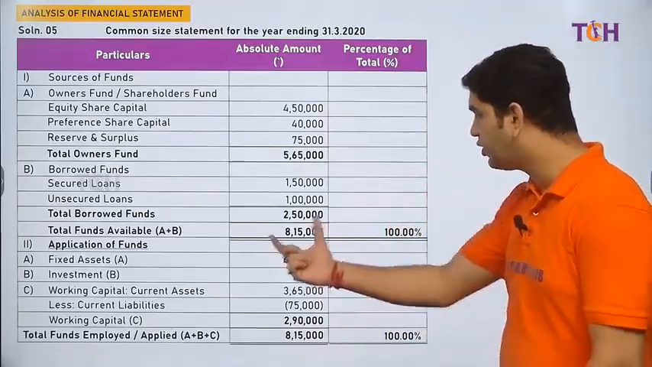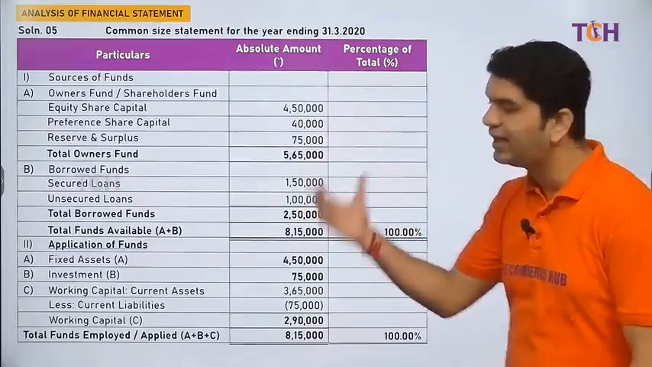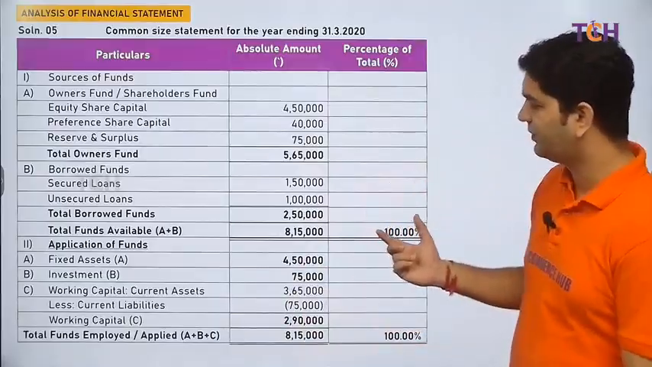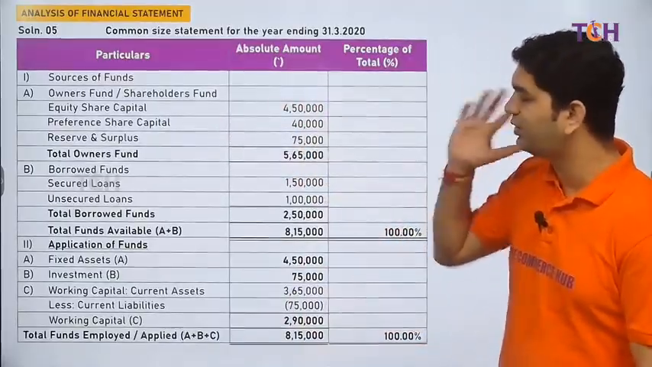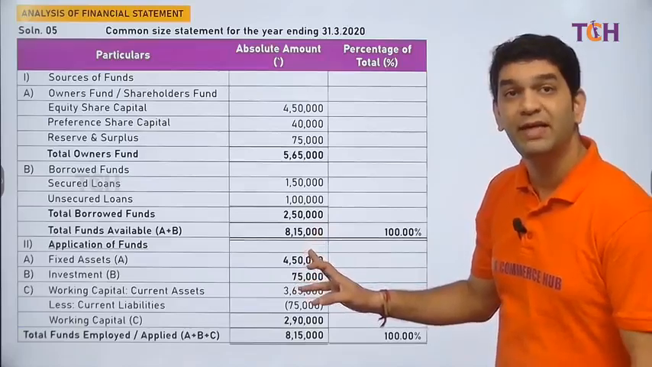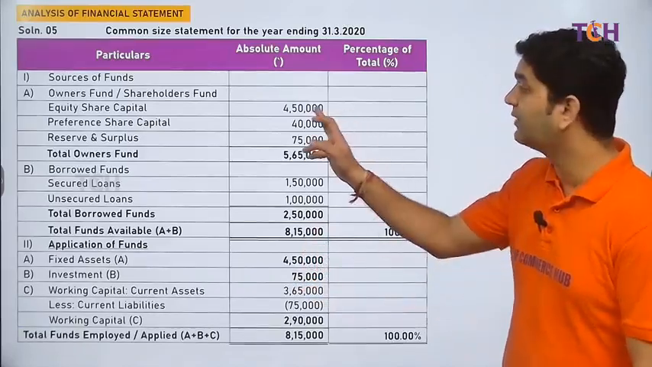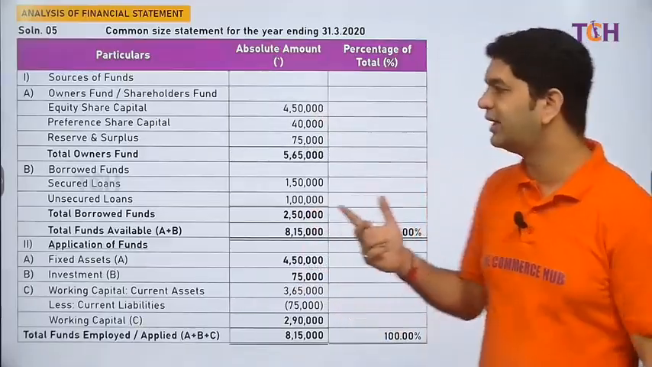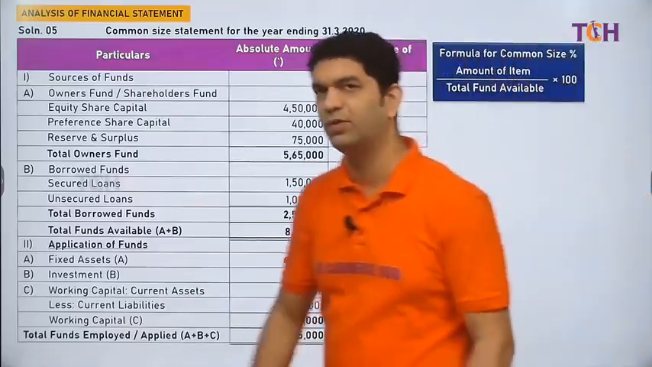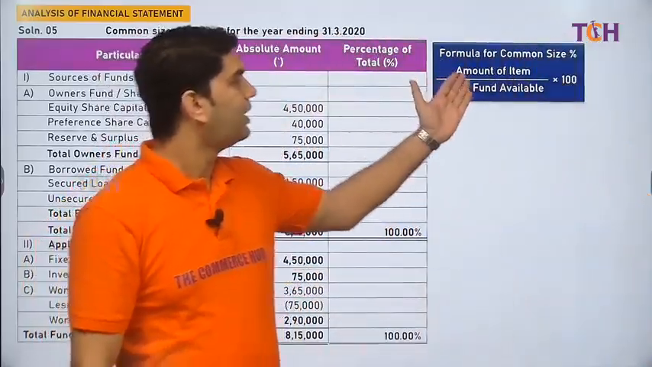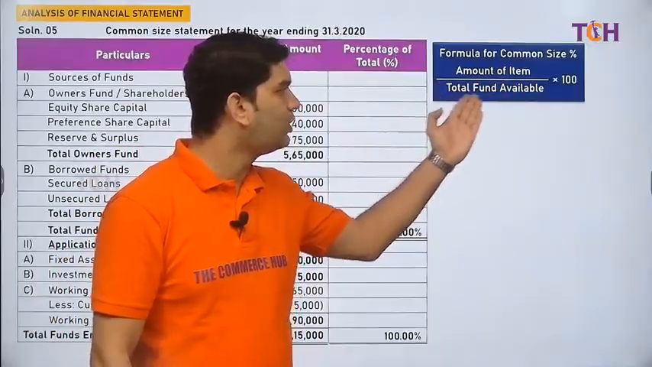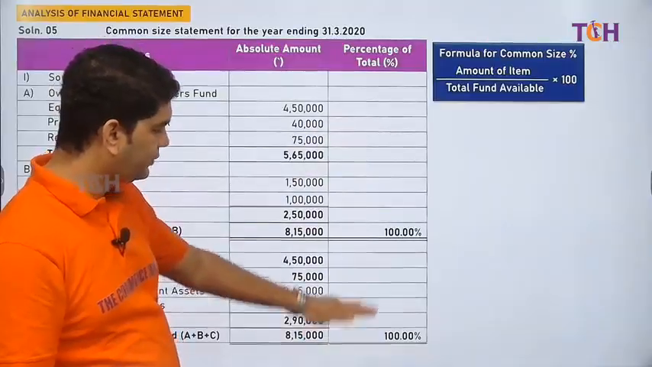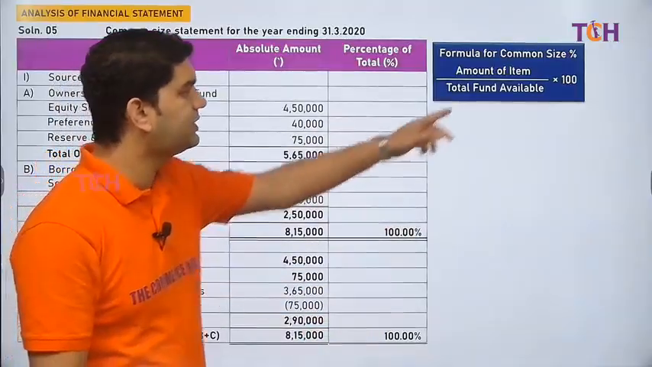So we are taking a common size for each and every item in the balance sheet. That is what a common size statement is. For equity share capital, the amount is 4,50,000. So 8,15,000 is 100%. 4,50,000 is how much percent? You can cross multiply straight away, or we have a formula as well. Look at the formula: amount of item divided by total funds available. For this part, it is total funds available. For this part, it is total funds applied.